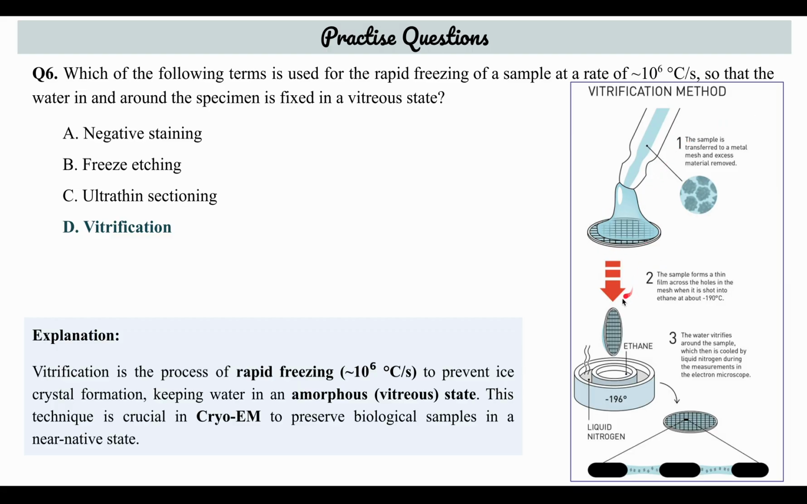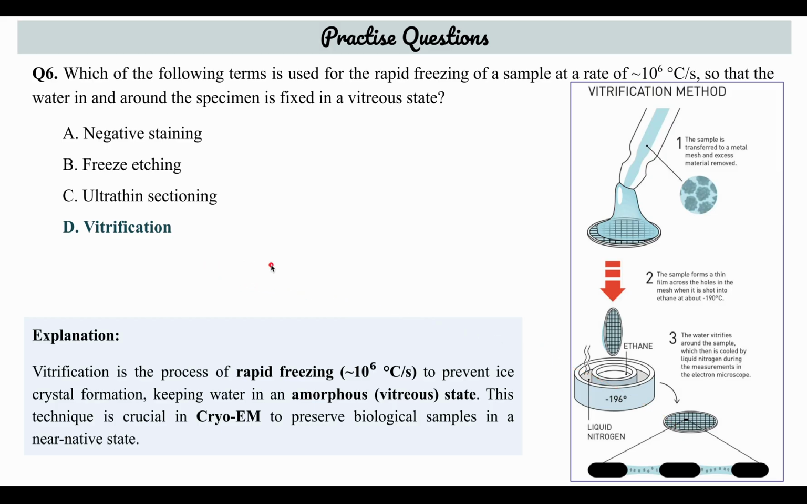and now this grid is put into a cryogen such as ethane, which is at negative 196 degrees. This is known as plunge freezing. After plunge freezing, the grid is taken out, and the sample on it will be frozen in the near native state. So that's why this is the right answer.